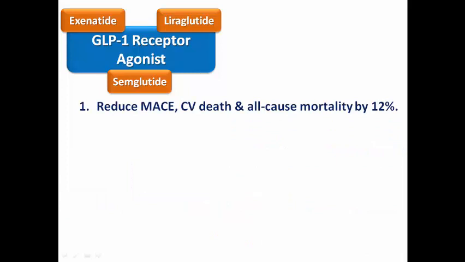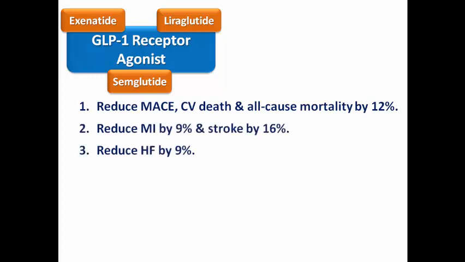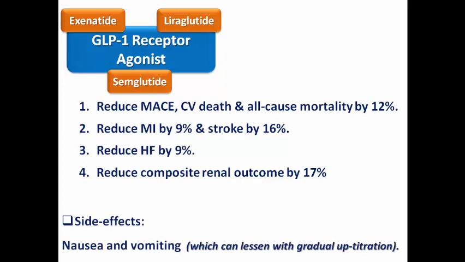For example, the GLP-1 agonists reduce MACE, cardiovascular death, and all-cause mortality by 12%, reduce MI and stroke, and also reduce risk of heart failure, and reduce composite renal outcome by 17%. They have famous side effects of nausea and vomiting, which can be lessened by gradual titration of the dose, and some patients may not prefer them because they are taken parenterally, but still they are strong medications in cardiovascular patients with good cardiovascular outcome.